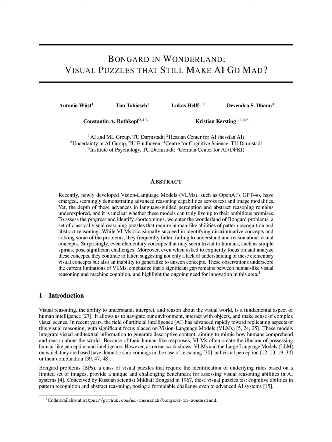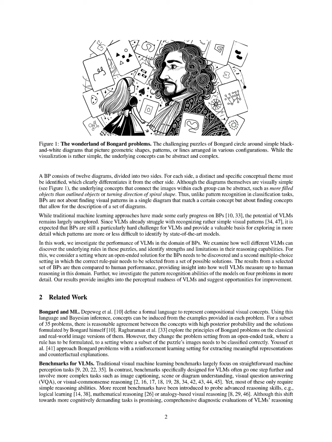The proposed method investigates the performance of vision language models, VLMs, in solving Bongard problems, BPs, which are visual puzzles requiring the identification of underlying rules based on a limited set of images. Specifically, the study examines how well different VLMs can discover these rules in both open-ended and multiple-choice settings, comparing their performance to human reasoning abilities.